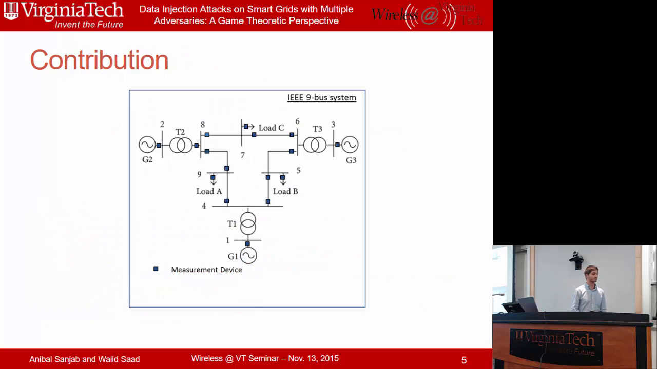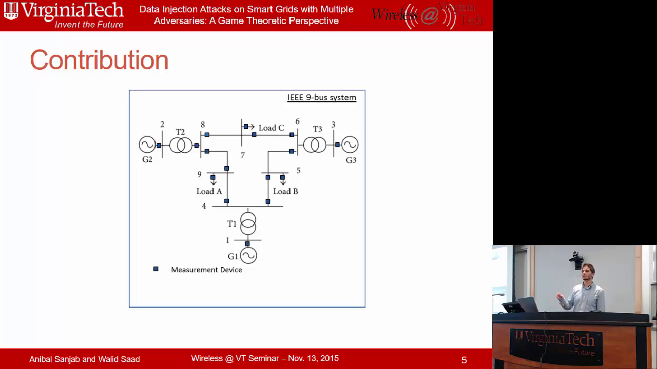So that's a power system. It's an IEEE 9 bus system. It's a test system. It has 3 generators, G1, G2, and G3, 3 loads, load A, B, and C, and 9 buses. A bus is mainly a node in the network. It's called a bus in the power systems world.